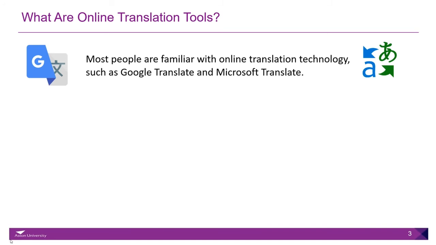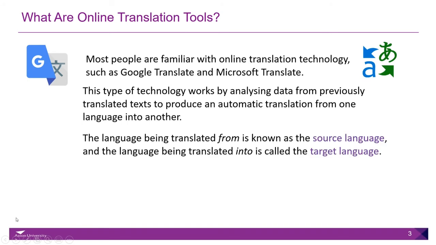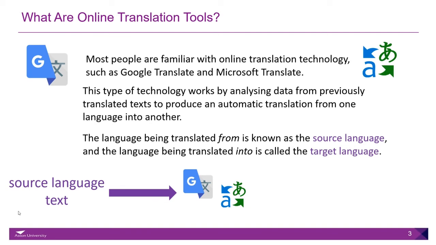Most people are familiar with online translation technology, such as Google Translate and Microsoft Translate. This type of technology works by analysing data from previously translated texts to produce an automatic translation from one language into another. The language being translated from is known as the source language, and the language being translated into is called the target language. So, some text in the source language is copied into the online translator, which reproduces the text in the target language.